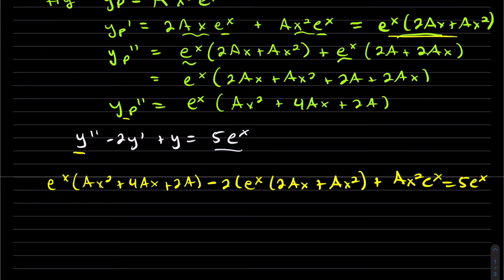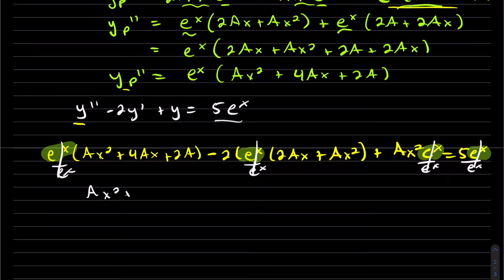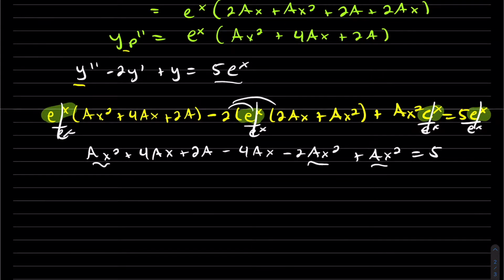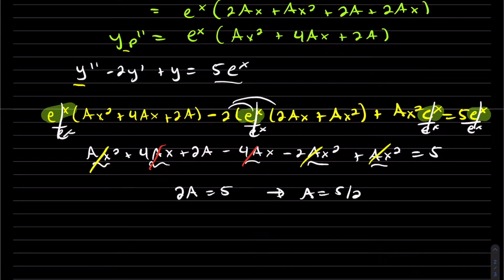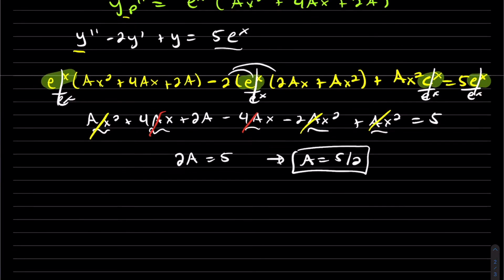Let's clean up the left side so we can equate the coefficients. If you notice, though, we have an e to the x, an e to the x, an e to the x, and e to the x. I could divide out by e to the x on both sides. It gets distributed. And they're all gone. Let's add all our like terms. Oh, those actually go away. Those go away too. So A is 5/2.